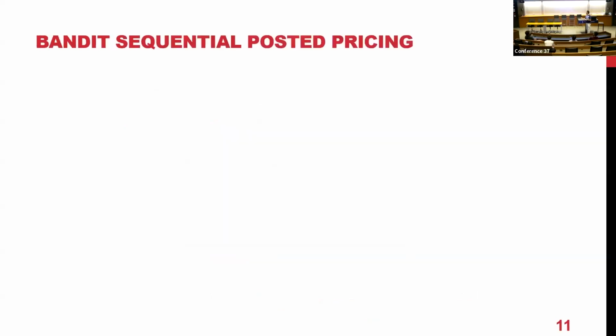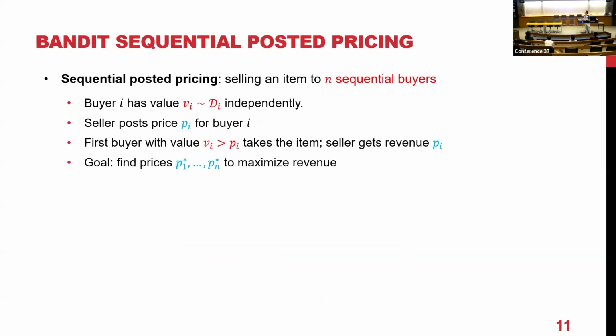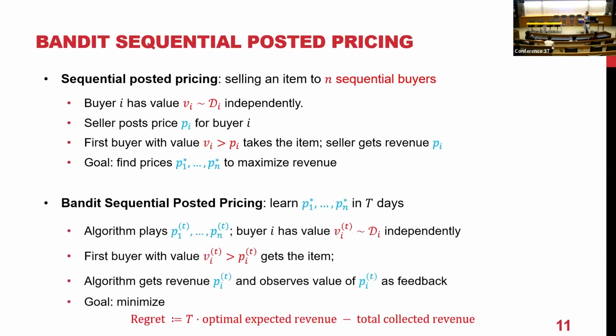Okay, so let's go to the last part of my talk. I will briefly talk about how we generalize the single buyer setting to the sequential buyer setting. In this new sequential posted pricing setting, we extend the single buyer setting to n sequential buyers. So we now have n buyers arriving sequentially. Each buyer has some value vi independently drawn from some distribution Di, and we can post a single price for each buyer. And our goal is to find a group of good prices to maximize the revenue.